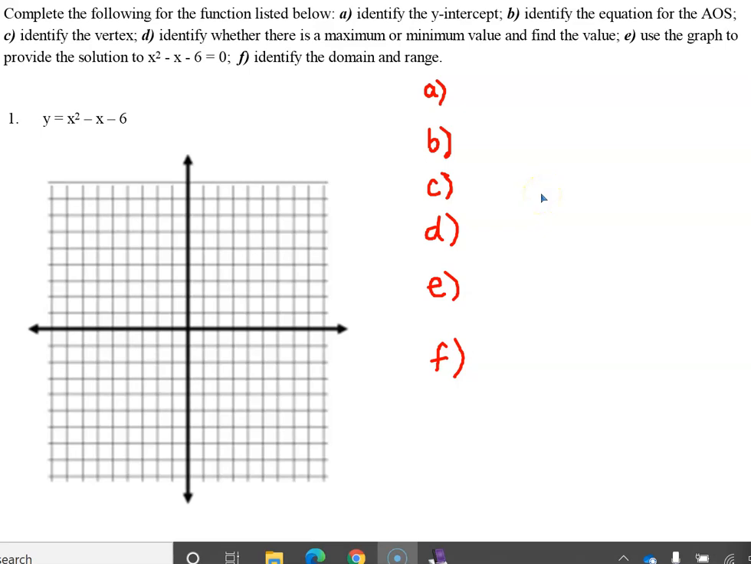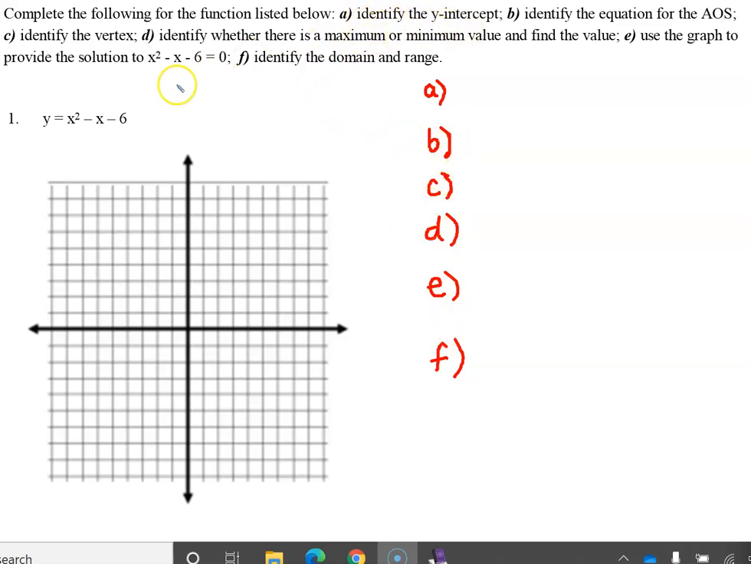All right, this is the review sheet for the Chapter 3 test, and so let's just get right to it. I'm going to work through all of these problems, and the first one is a multi-part problem where we have to look at a quadratic function and come up with several different answers. So let's get right to it.